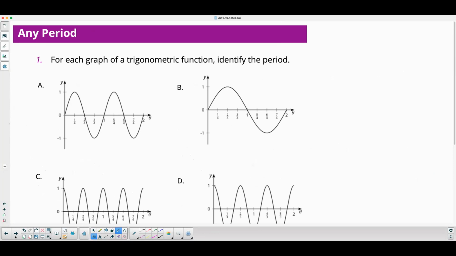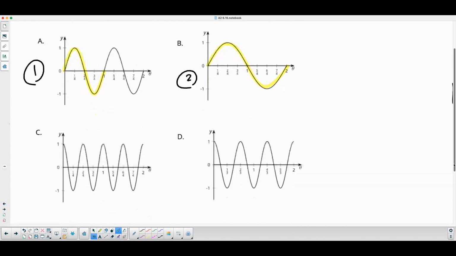All right, for each graph of a trig function, identify the period. So you need a full cycle. So this one has a period of 1. If I go over here, this one has a period of 2. If I go over here to C, start at the top, so I need to end at the top. Period length is 2 over 4. I don't know why they write it 2 over 4. It should just make it 1/2.